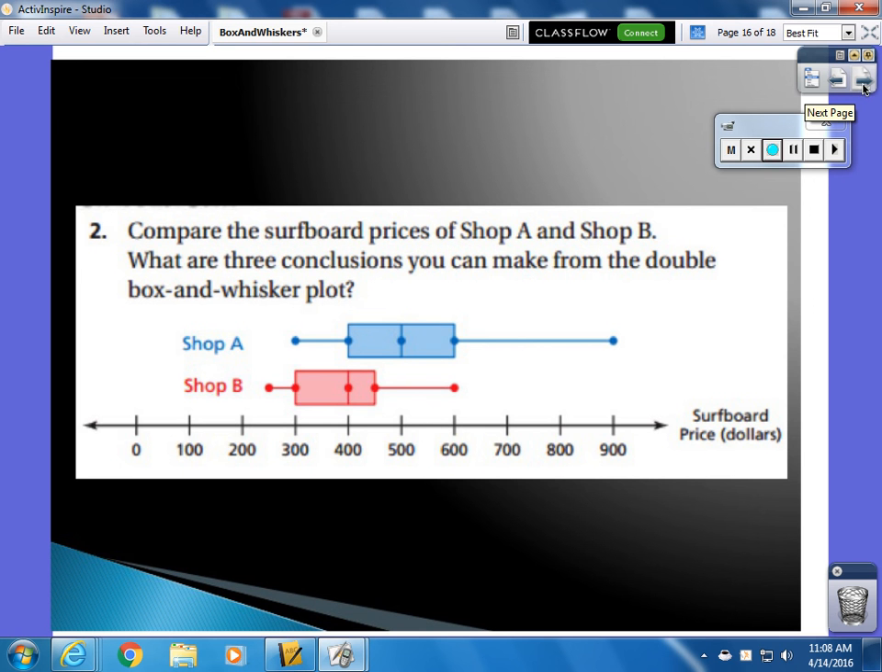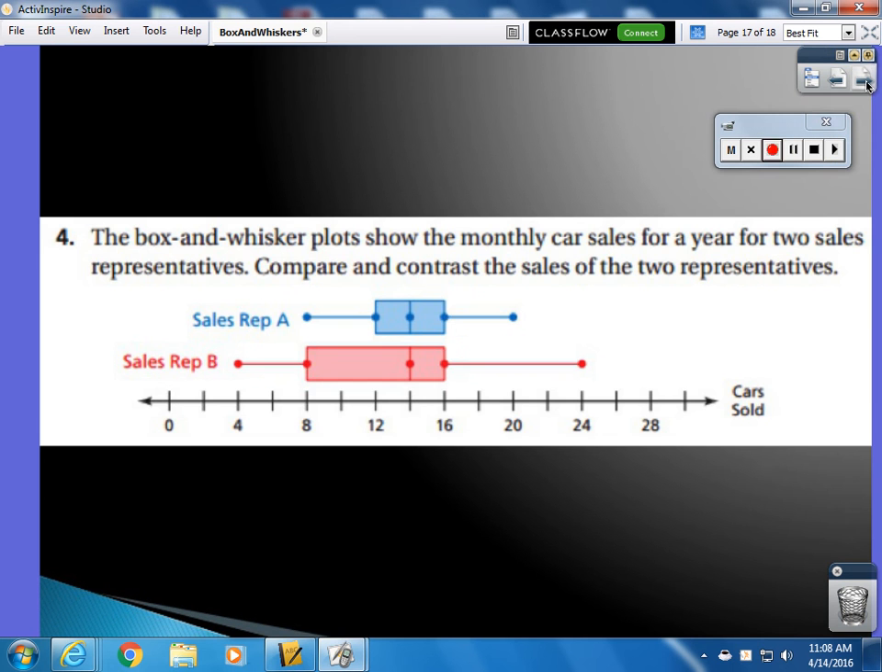Would you please write down your comparisons of this problem and the next problem? Please bring these to class.